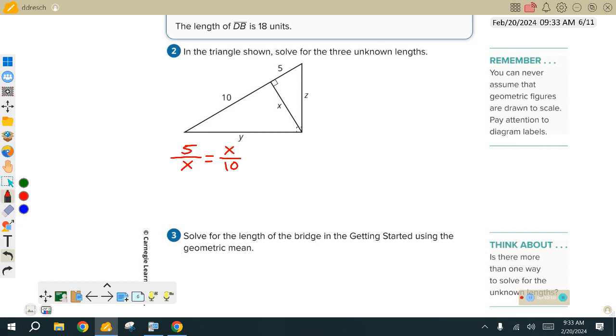5 times 10 is equal to x times x. It's going to get you a quadratic there. Is it a perfect square? Square root it. Square root of 50, take it off to the side. It doesn't tell me anything about rounding, so I always use simplest radical form.